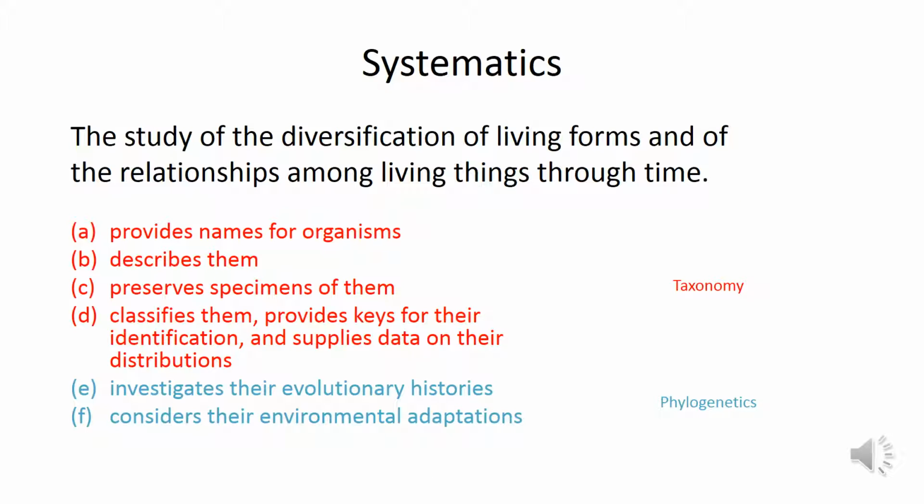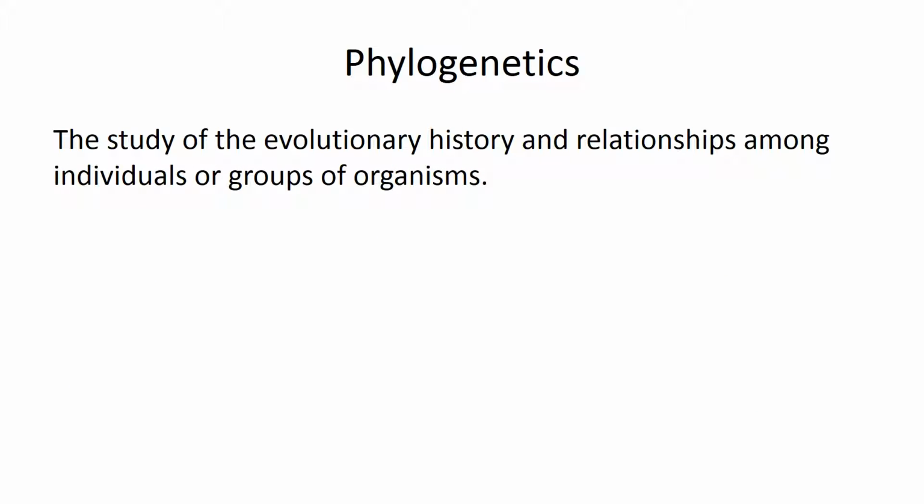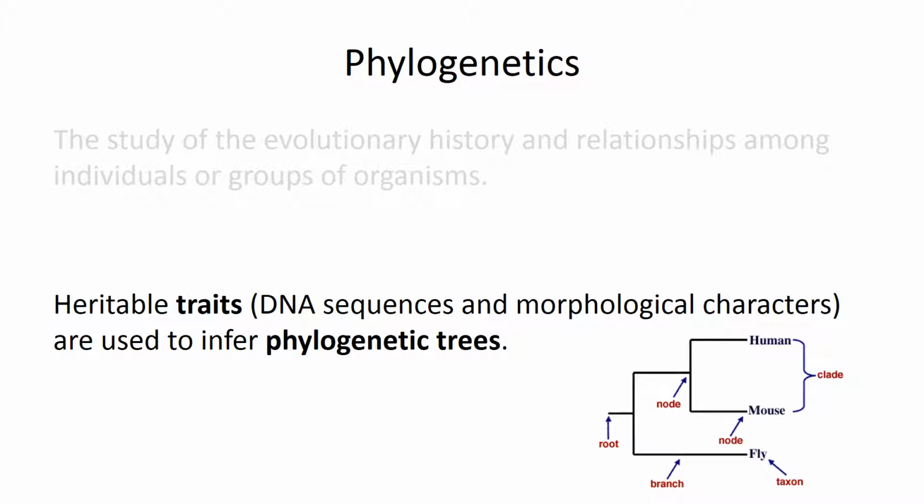We've talked a bit about taxonomy at this point, which is the branch of systematics that provides names for organisms and describes organisms. Now we're going to talk a little bit about phylogenetics, which is the investigation of these organisms' evolutionary histories. Phylogenetics is the study of the evolutionary history and relationships among individuals or groups of organisms. Phylogenetics uses heritable traits, such as DNA sequences or morphological characters, to infer phylogenetic trees, as pictured down below.